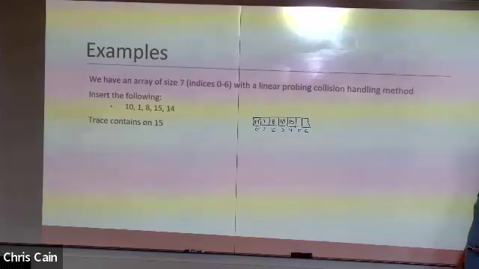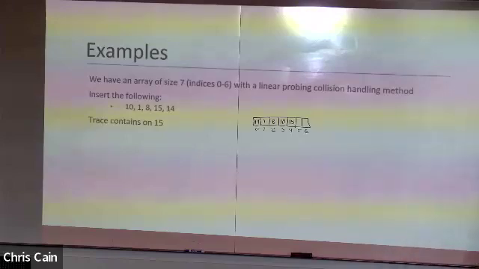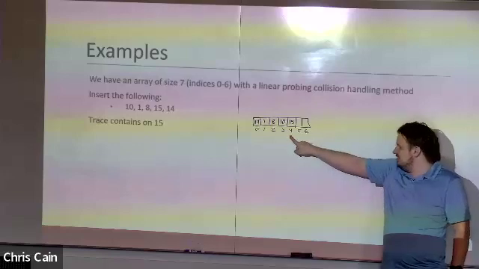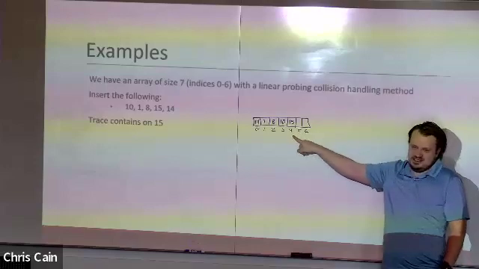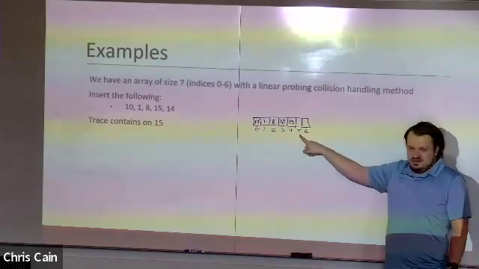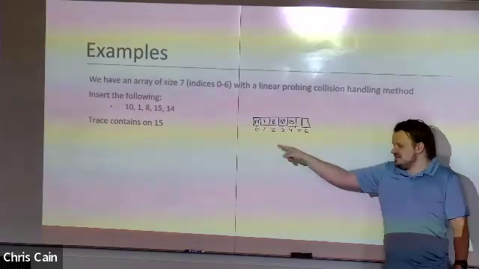What if we wanted to trace contains on 12? Let's do one better. Let's trace it on 11. If we're doing mod 7, 12 would start at 5, 11 would start at 4. So we're going with 11. 11 starts at 4. We would ask, is this thing 11? No. Is it empty? No. We would move forward. Is this equal to 11? Is it empty? Yes. Now we know 11 is not in this table at all.